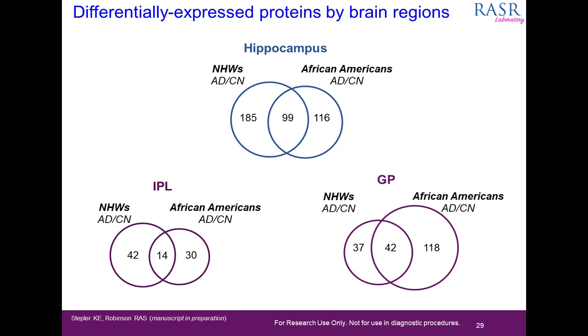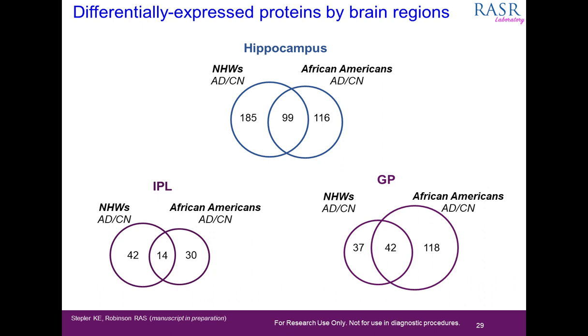Then we observe proteins that are unique to each racial group. So these are all proteins that are changing in the disease, changing with Alzheimer's disease, but appear to be more unique to a racial group. We then looked at different brain regions, the inferior parietal lobule and the globus pallidus, and we see similar behavior, where there are fewer proteins that are similar between the two racial groups than there are proteins that are unique to a racial group.